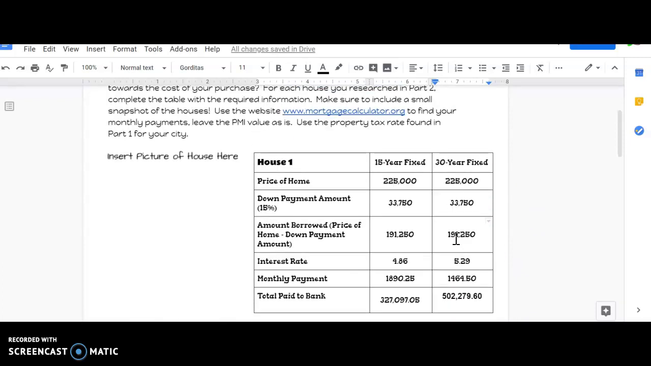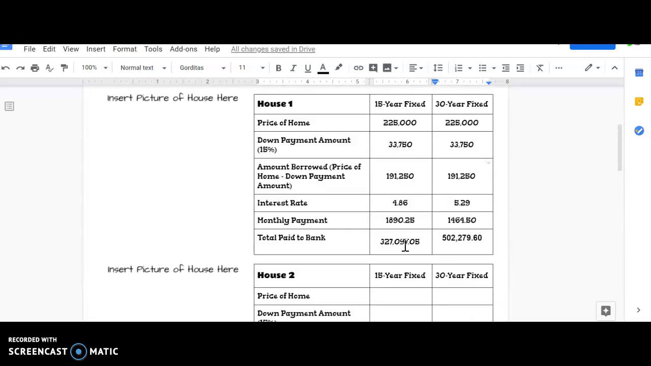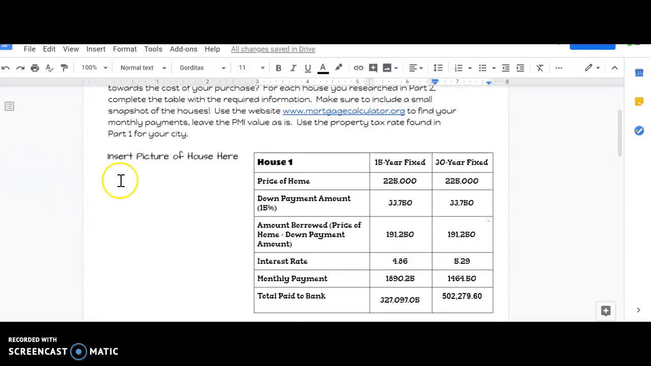So I want you to go through, I want you to do that for your 4 houses, and that's going to help you determine in the end which house you want to choose. Make sure you put your picture here. If you found a different picture you like better than you put on your original document, you can put that instead. Let me know if you have any questions, please.